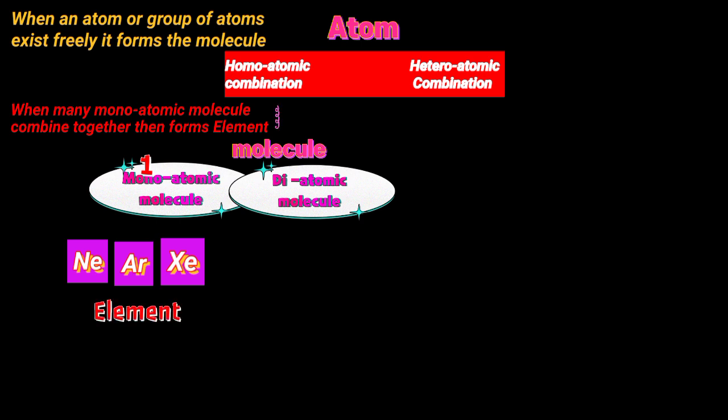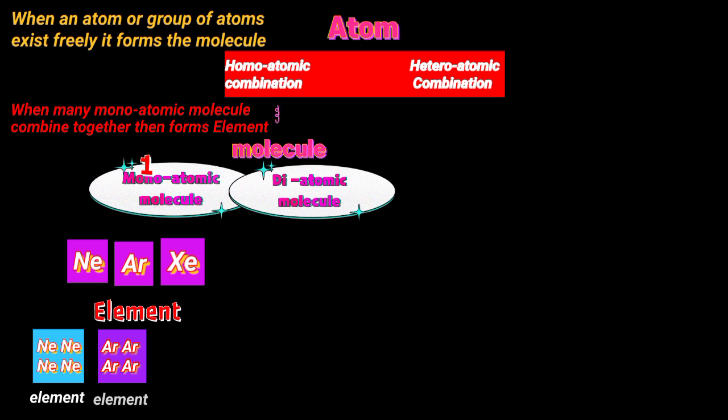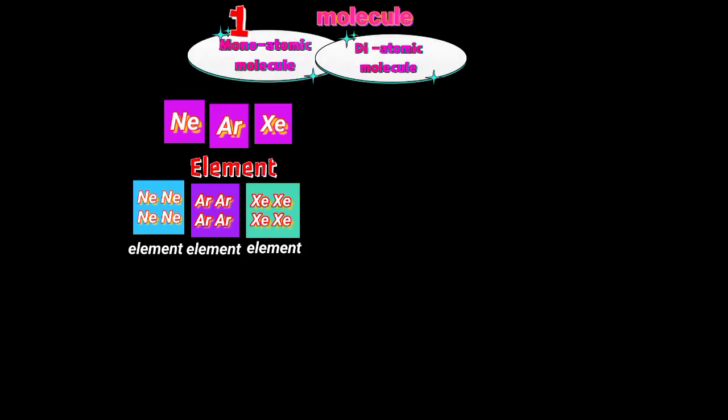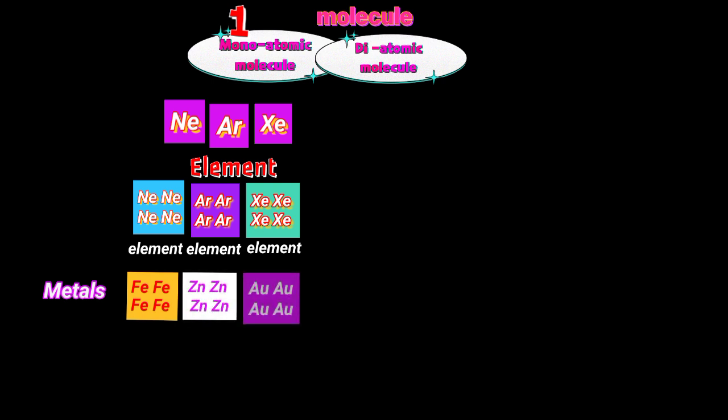For example, when many atoms of neon combine together, they form neon element. When many atoms of argon combine together, they form argon element. When many atoms of nitrogen combine together, they form nitrogen element. Similarly, when many atoms of metals like iron, zinc, gold, etc. combine, they also form elements. But remember that metals like iron, zinc, gold do not form molecules.